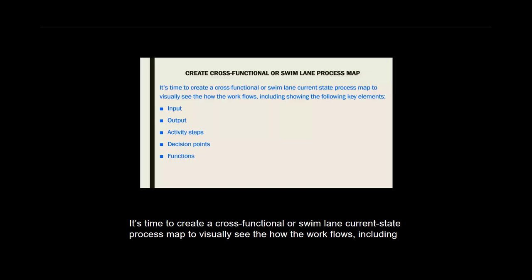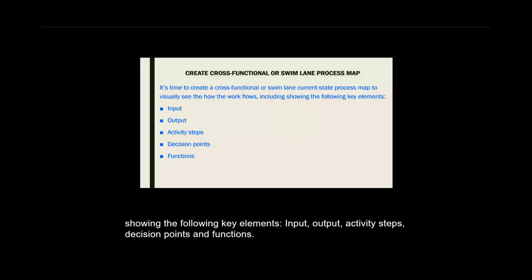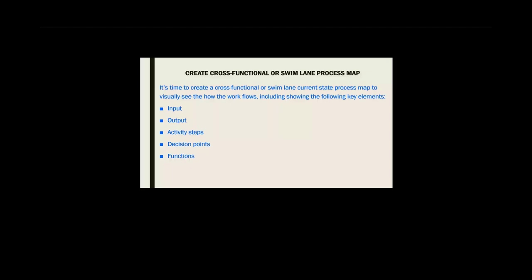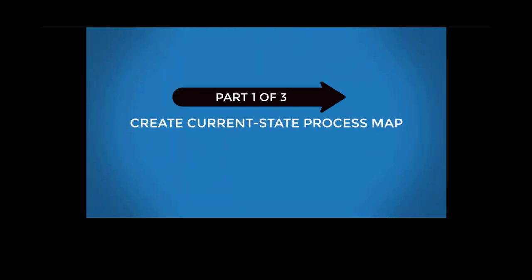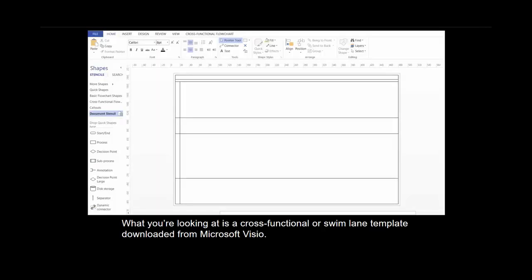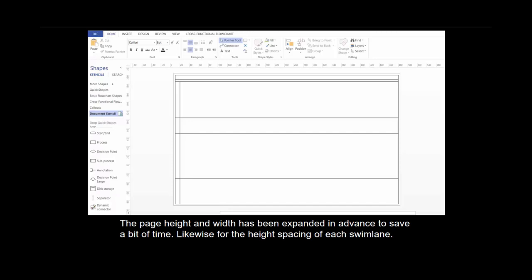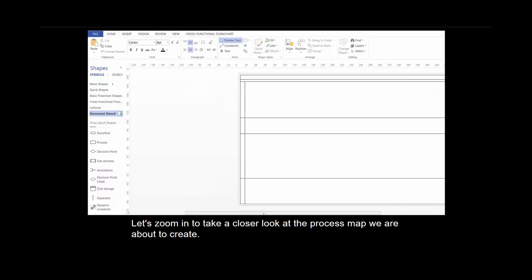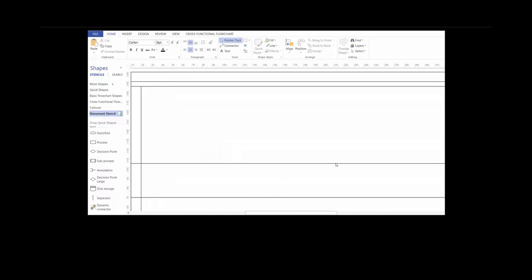It's time to create a cross-functional or swim-lane current state process map to visually see how the work flows, including showing the following key elements: input, output, activity steps, decision points, and functions. What you're looking at is a cross-functional or swim-lane template downloaded from Microsoft Visio. The page height and width has been expanded in advance to save a bit of time. Likewise for the height spacing of each swim lane. Let's zoom in and take a closer look at the process map we are about to create.